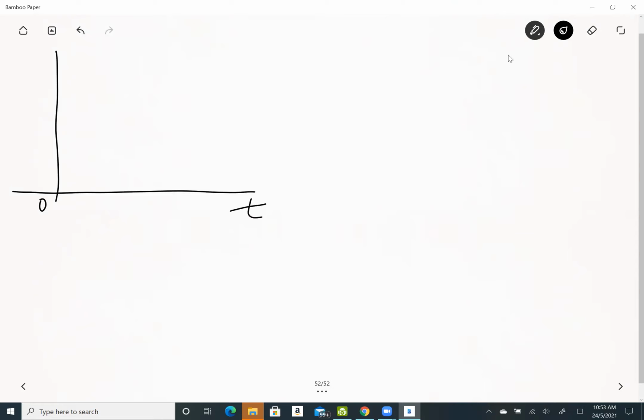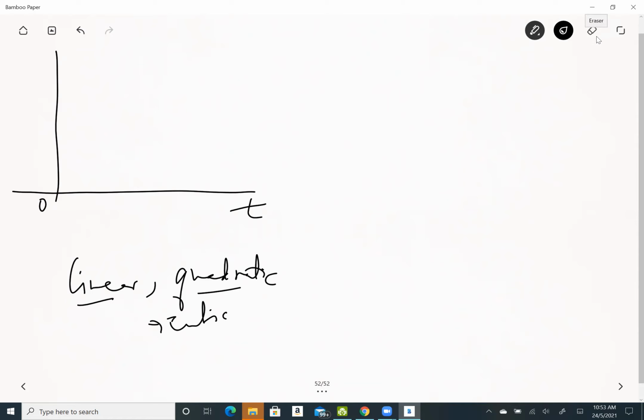For application, normally we have a linear function, and the other one normally is the quadratic function. Or the most is the cubic, but for cubic, normally you don't need to draw. But linear and quadratic, the first two basic, by now we should be able to sketch straight away based on the given function.